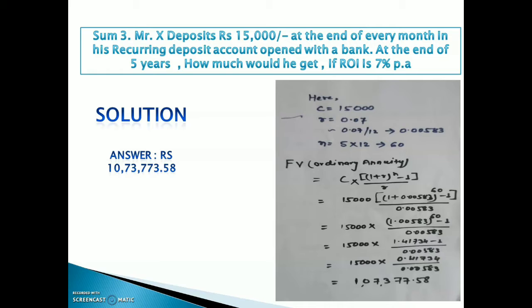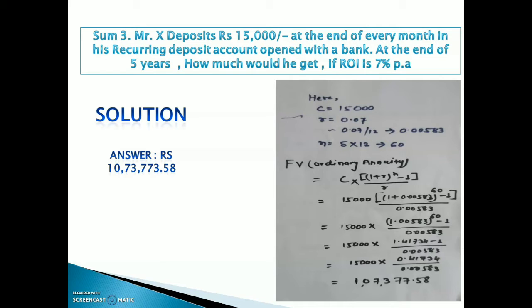How much would he get? That means Mr. X is not going to get it today. Mr. X will get it after 5 years. That means we have to find the future value. Here the rate of interest is given as 7%. So it is clear from the question that we have to find the future value.